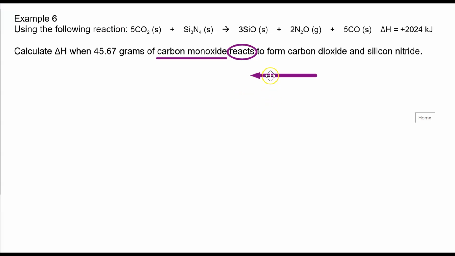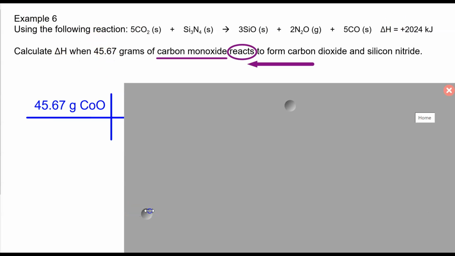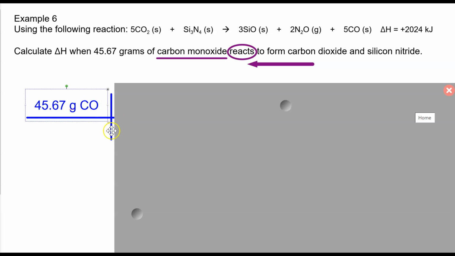I always like to put this down as I'm thinking about that I have to think about this reaction in reverse. If I reverse the reaction, remember that we change the sign for the delta H. So we're going to start with our 45.67 grams of carbon monoxide. Let me fix that, it says cobalt. Let's try carbon monoxide there. Carbon monoxide, 45.67 grams of carbon monoxide.